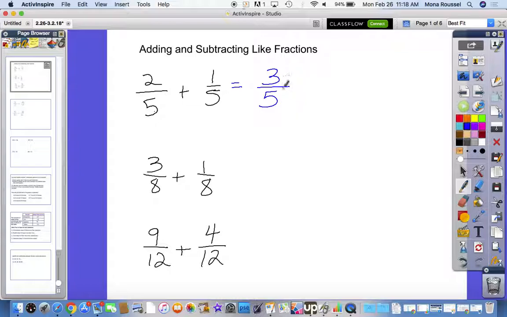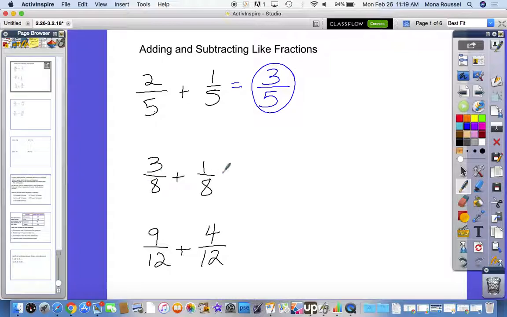So first of all, we have to check to see, is this fraction improper? It is not improper. So then we have to see if it can be simplified. Can anything go into both 3 and 5 evenly? Since this fraction is not improper, nor is there any number that can go evenly into both 3 and 5, we would say it is in simplest form. So our answer would be 3/5.